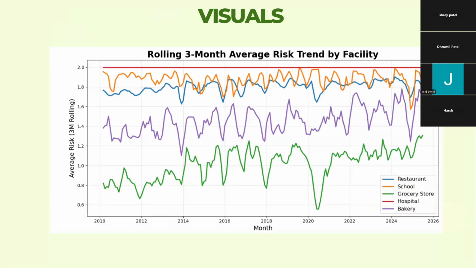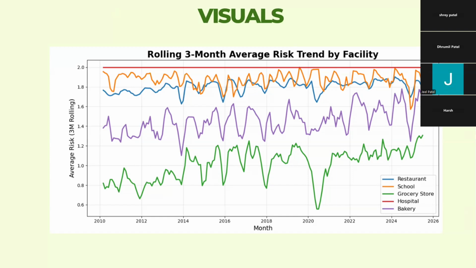Then we tried some line charts to analyze this more. We checked the average risk over time per facility type. As you can see, for restaurants, schools, grocery stores, hospitals, and bakeries, grocery stores are a little variable but stay below the risk level.